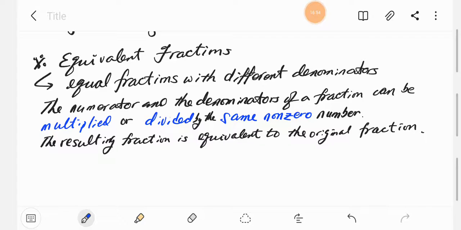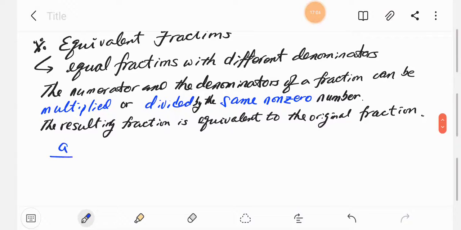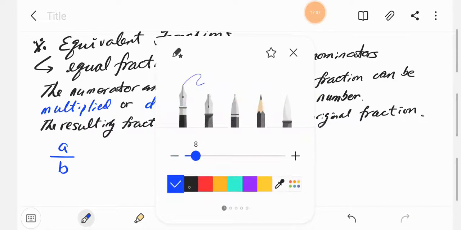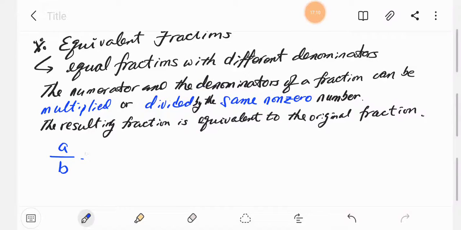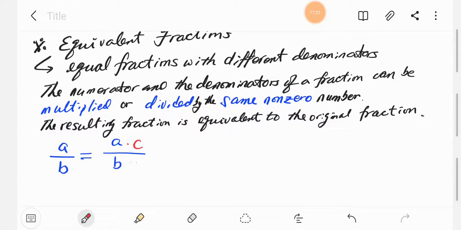Equivalent fractions have different denominators, and the numerators are also different, but they are equivalent. For example, here is a over b. What I'm going to do is multiply the numerator and the denominator by the same non-zero number, let's say c. Then this is the same as a over b.